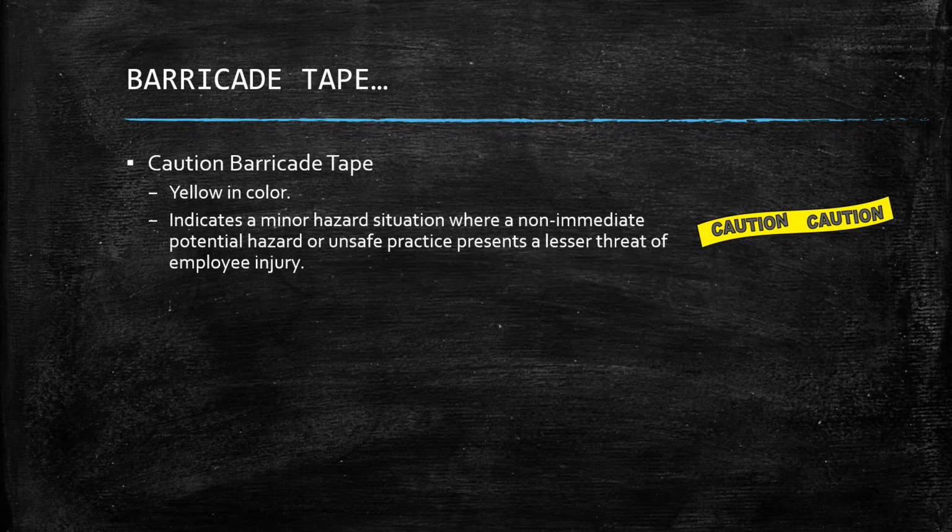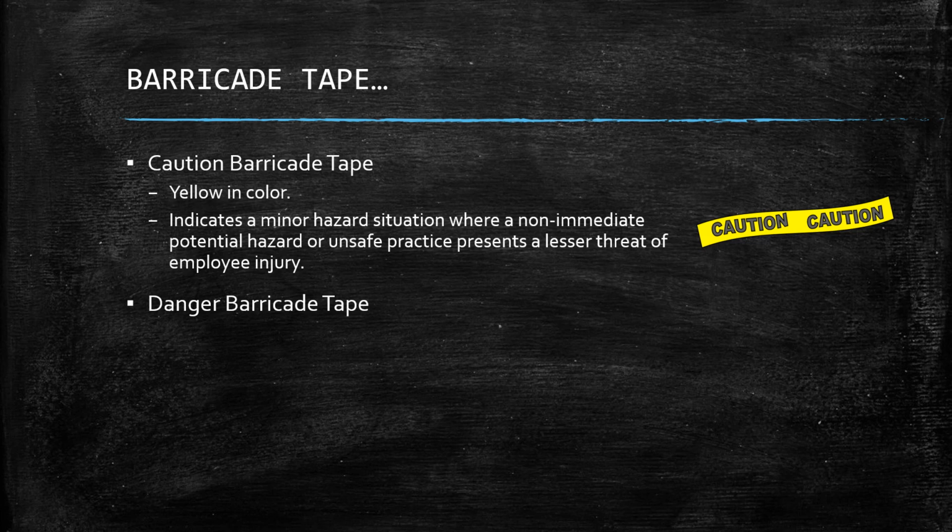It indicates a minor hazard situation where a non-immediate potential hazard or unsafe practice presents a lesser threat of employee injury. Examples include, there is a small hole in the floor, or there is a trip hazard. Maybe someone is working from a ladder inside a doorway in an office. Sometimes when equipment is being installed, or there is low overhead where someone could hit their head.